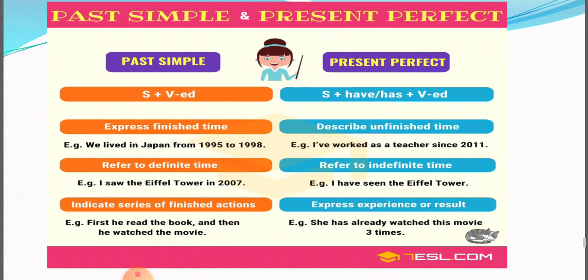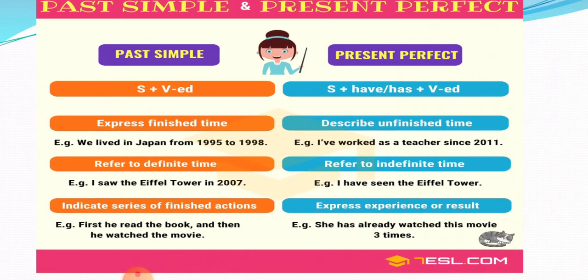So simple past, verb form for sentence: subject plus V2. And this present perfect: subject plus has/have plus V3. Simple past expresses finished time. Example, we lived in Japan from 1955 to 1998. And here, present perfect describes unfinished time. I have worked as a teacher since 2011.